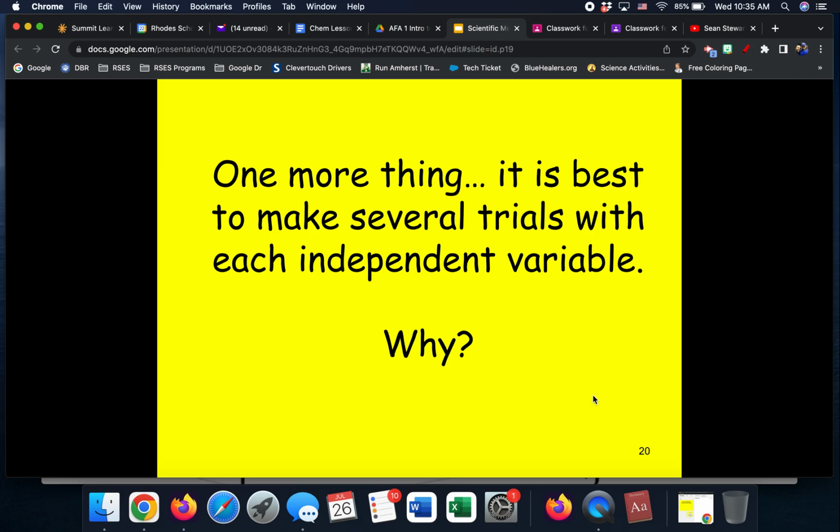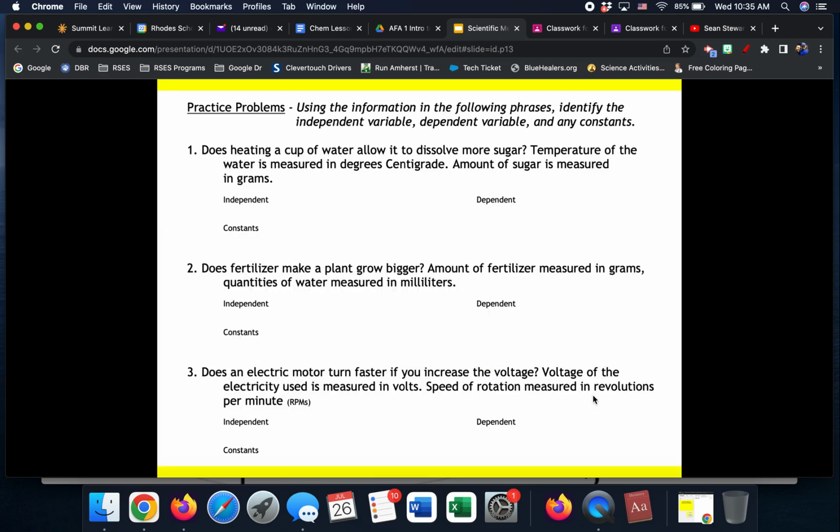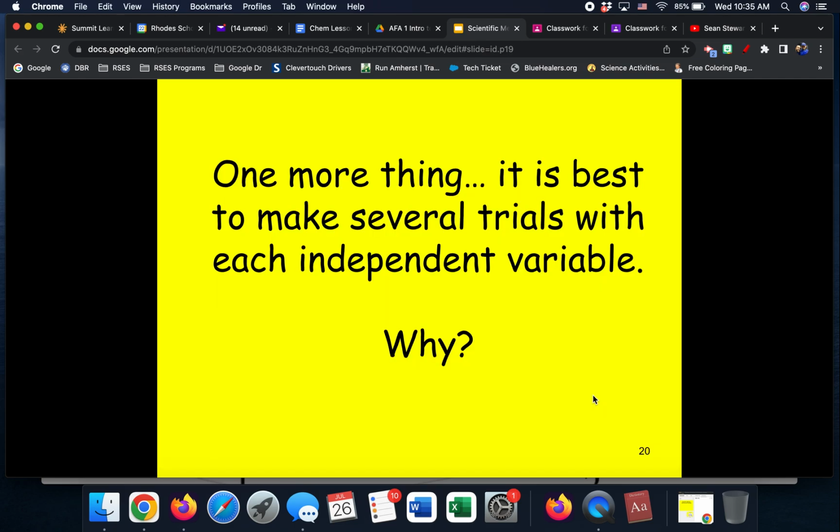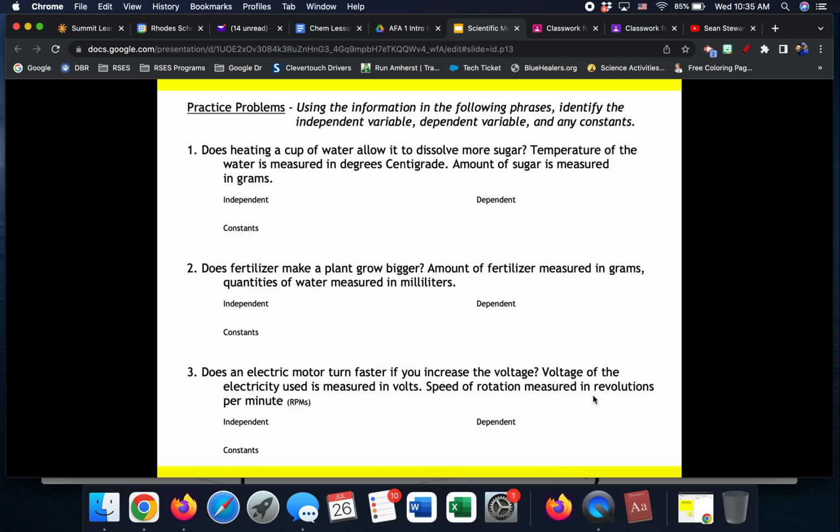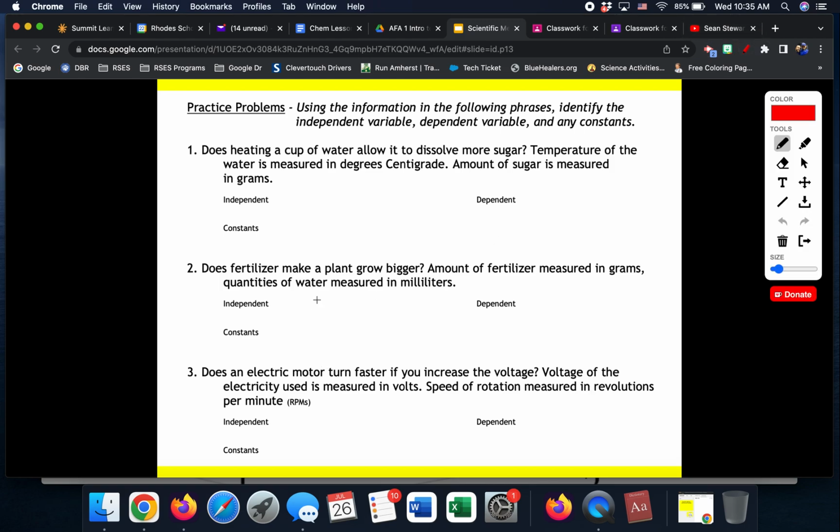It says here that you want to do more than one trial when you're testing each independent variable. The reason being, to make sure they're repeatable. If I were you, I'd actually pause here and read through this. Well, actually, I'll do the first one with you, and you see if you can get the second and third right before I show you those answers. These are the kind of problems you could see on your first quiz.